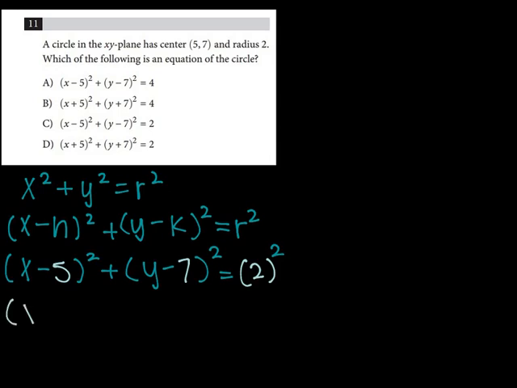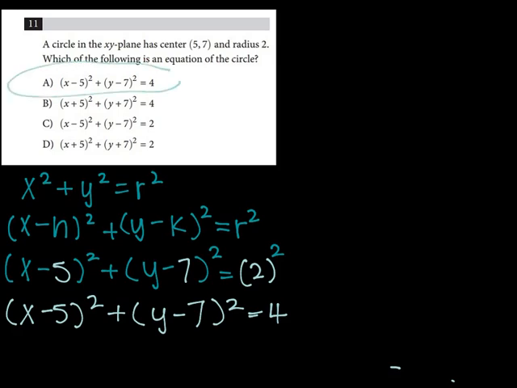So let's just write that out in a more simplified way again. So x minus 5 squared plus y minus 7 squared equals 2 squared, which would equal 4. So let's see which of the options fit this. x minus 5 squared plus y minus 7 squared equals 4, and that would be option A.